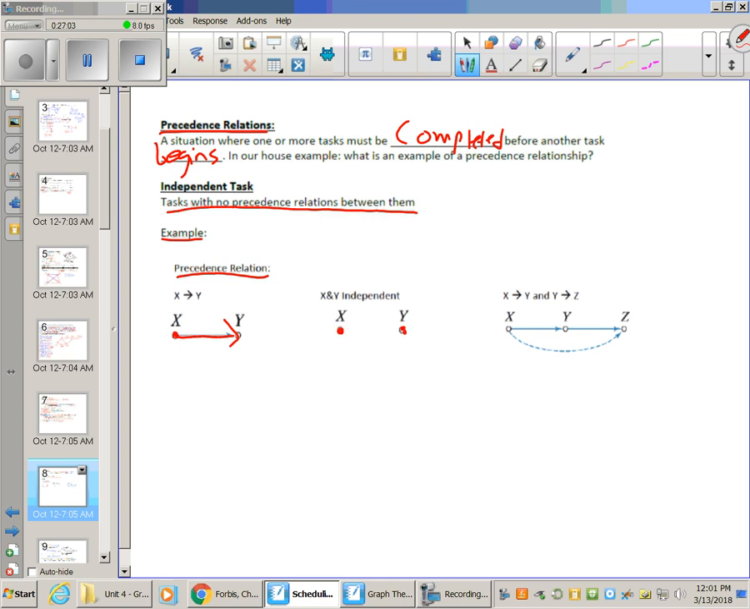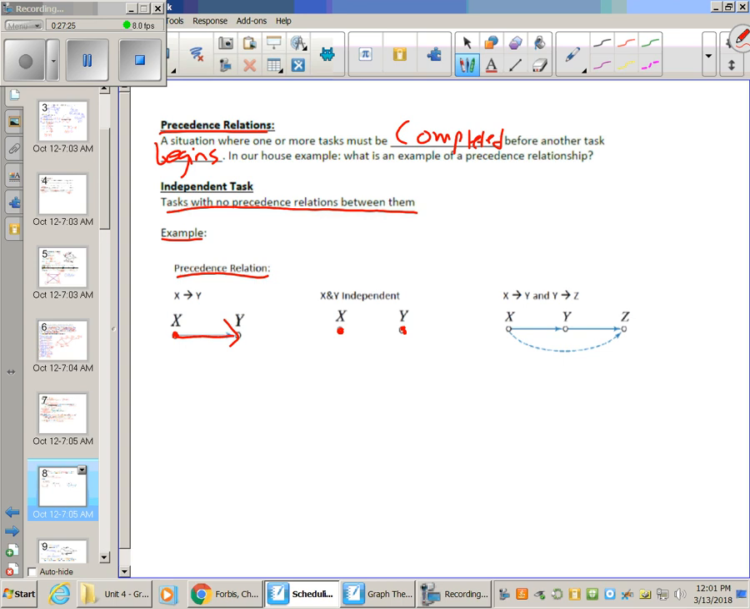Here are two examples of vertices that have no relationships. I don't care if I do X or Y first. It would be like making your bed in the morning and eating breakfast. It doesn't matter which one you do first. They'll both get completed. I don't have to make my bed before I eat breakfast, and I don't have to eat breakfast before I make my bed.